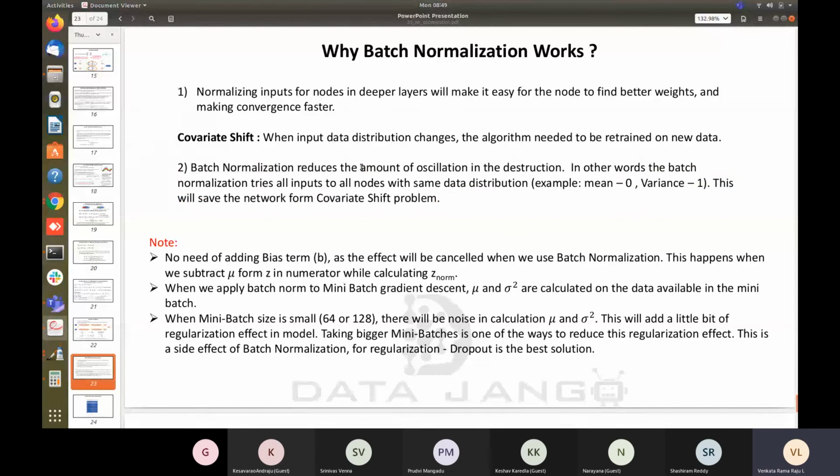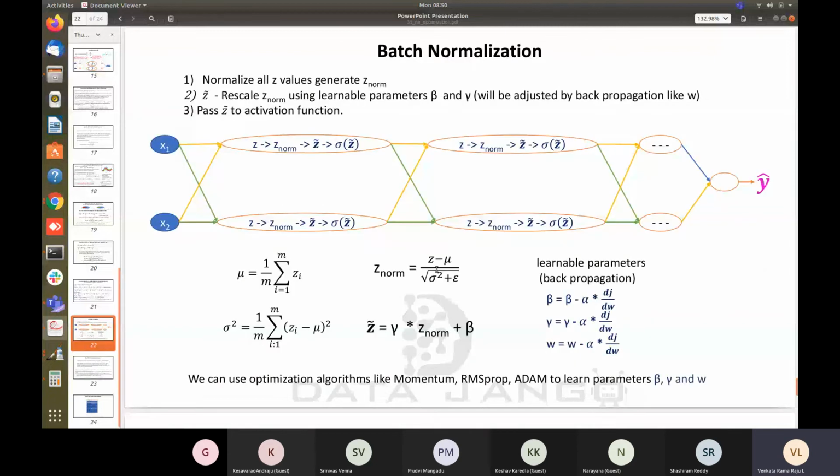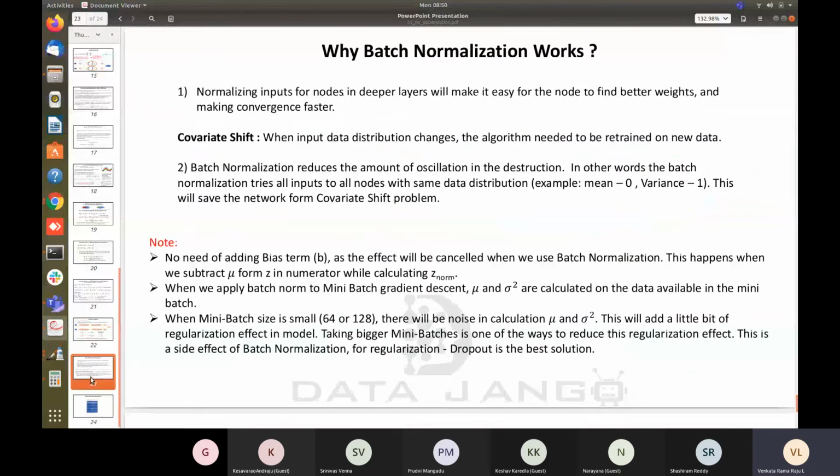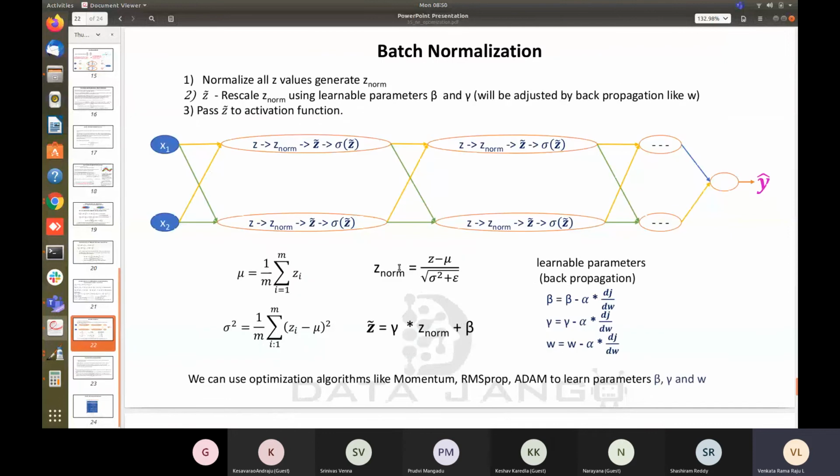Okay, batch normalization reduces the amount of oscillation in distribution. In other words, the normalization tries to bring all inputs in all nodes to the same data distribution, with mean 0 and variance 1. Why mean 0 and variance 1? When you calculate the z-score, the z-score values of the original data are going to have 0 mean and 1 standard deviation. Okay, that's the point here.